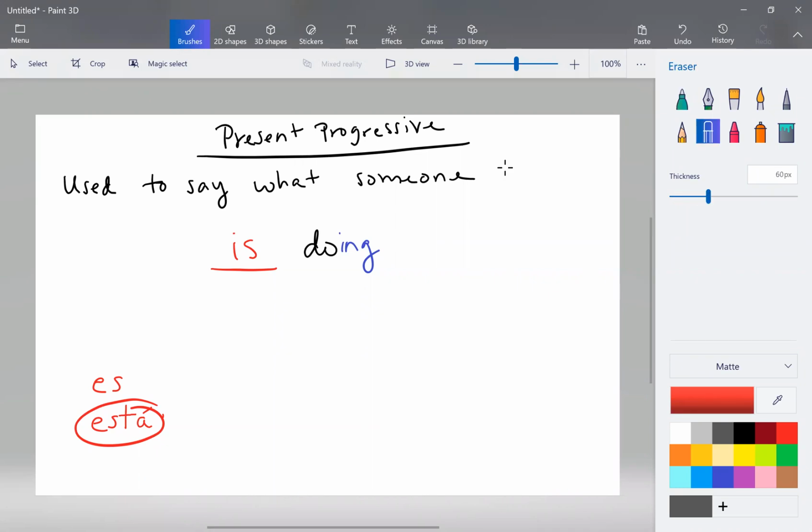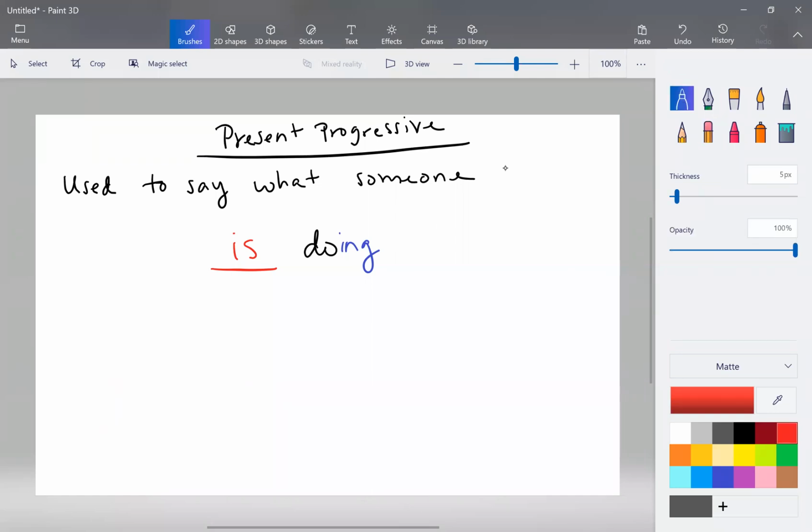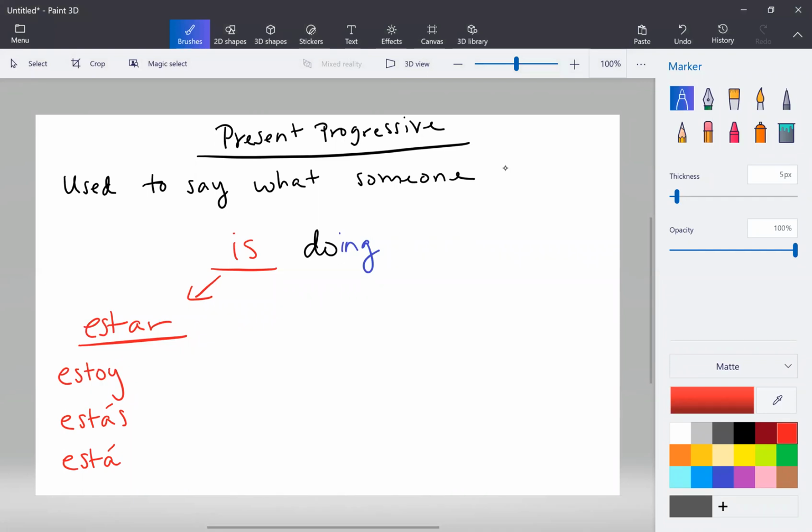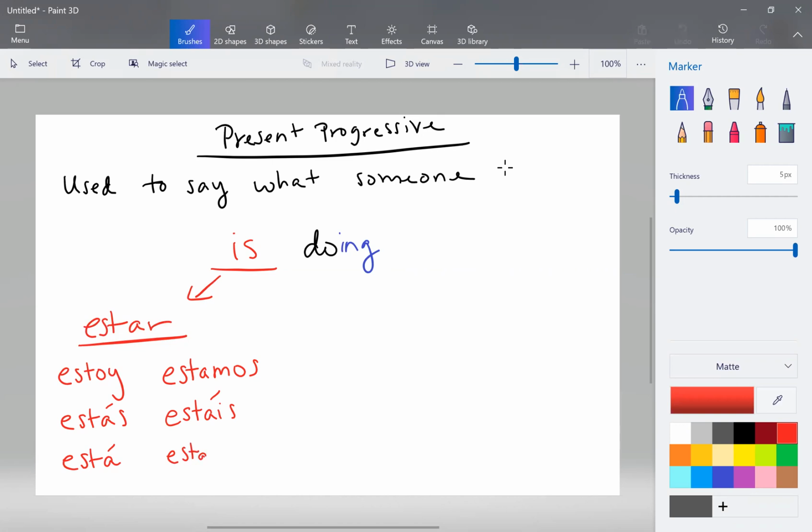Okay, so we use the verb estar, and that's our first word every single time. So we're going to have estar. And how does that conjugate again? For yo? Estoy. Good. And for tú? Estás. For usted and él and ella? Está. And for nosotros? Estamos. Perfect. And for vosotros? Estáis. Muy bien. And for ustedes and ellos and ellas? Están. Gracias. Okay, so those are our 6 versions of estar. So depending on who's doing the action, we're going to pick the right conjugation.